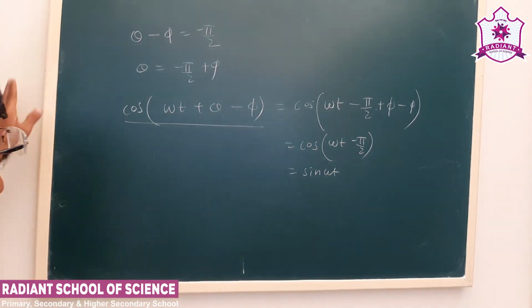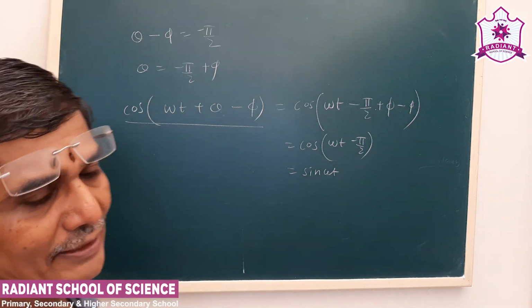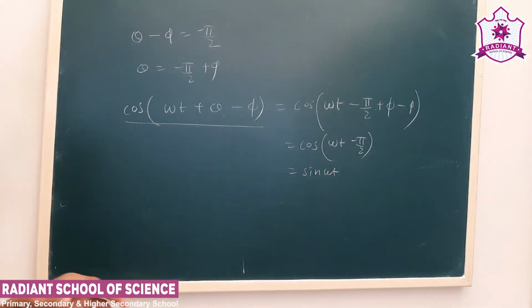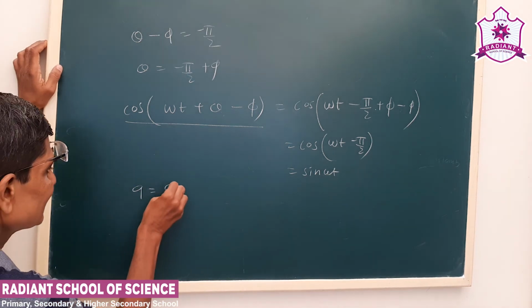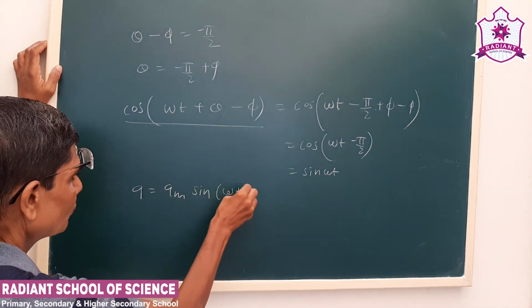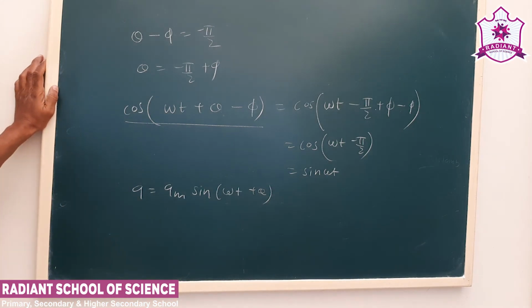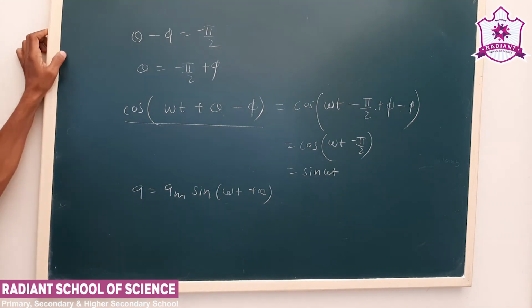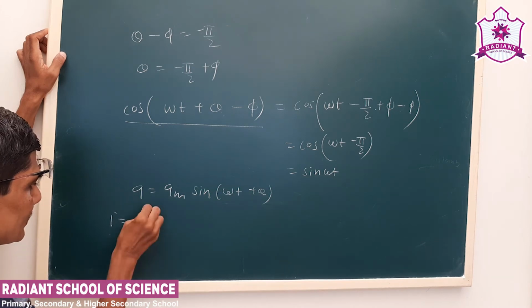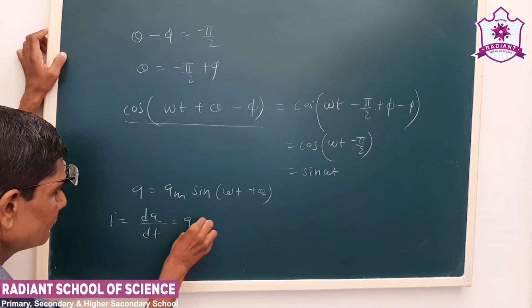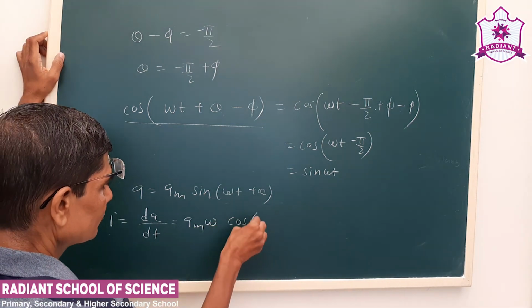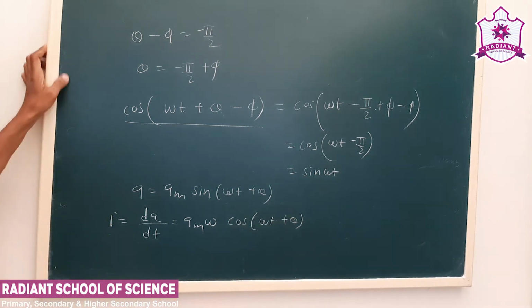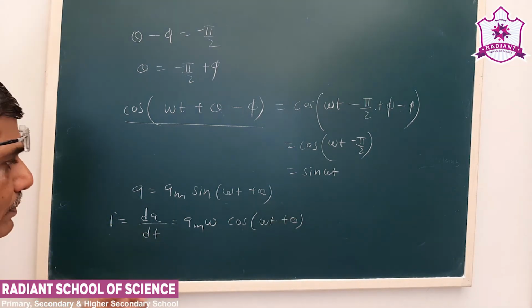So our equation, left hand side and right hand side, have become equal. So the equation is satisfied. Our assumption was correct that the charge in the circuit is Q equal to Qm sin(omega t plus theta). Now by using this we can obtain the value of current. I is dq by dt. The derivative of Qm sin(omega t plus theta) is Qm omega cos(omega t plus theta).